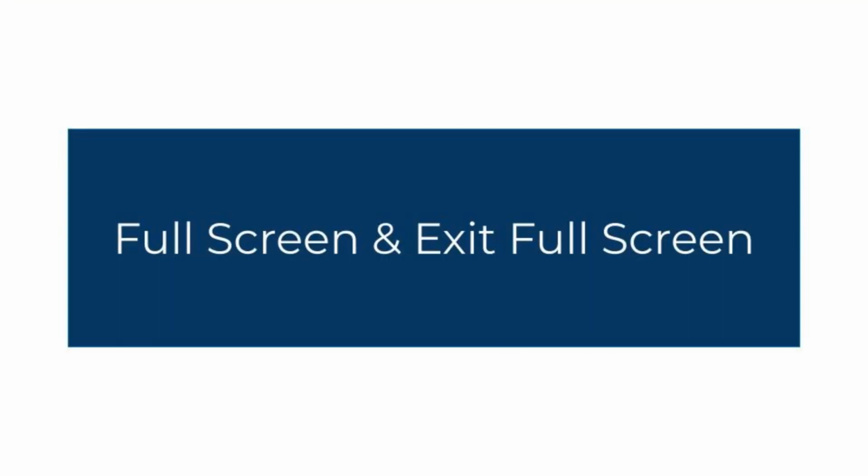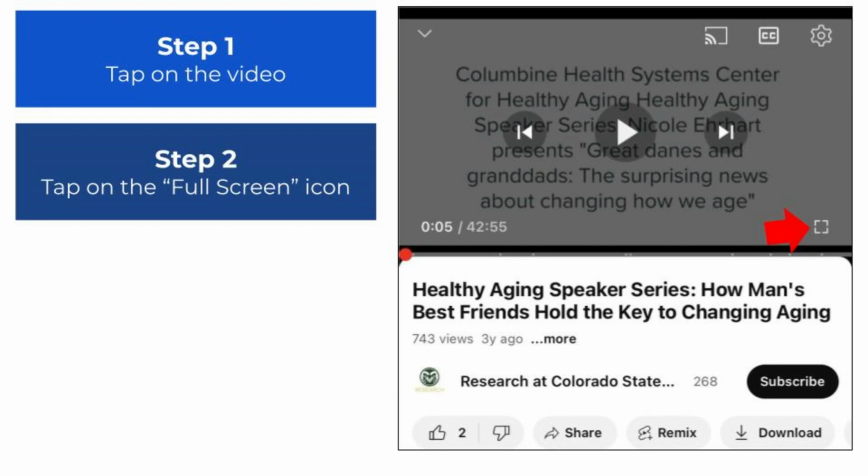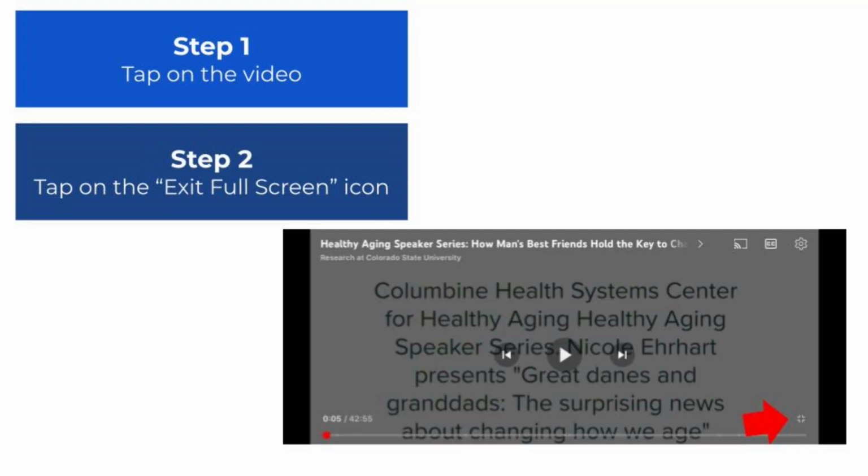Next, we will take a look at using the full screen and exit full screen buttons. This is how we can increase or decrease the size of the video. First, tap on the video, then tap on the full screen icon located at the bottom right corner. This will rotate the orientation of the video by 90 degrees, so the video display will take up the entire screen. If you want to decrease the size of the video, tap on the video.